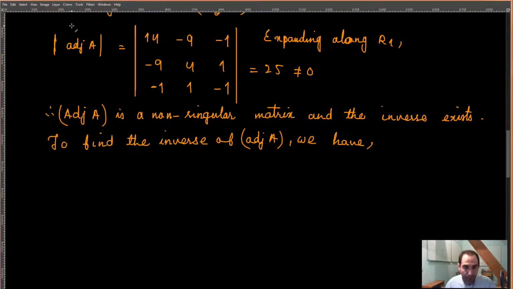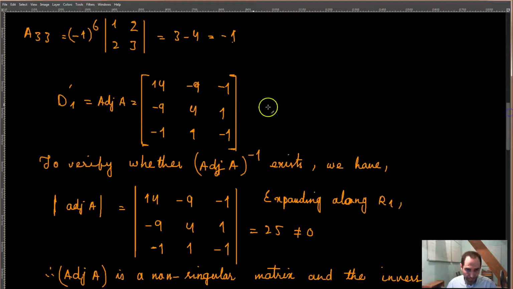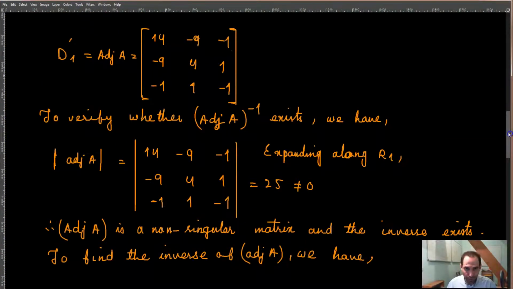Okay, so the next step is to find the inverse of the matrix adjoint A, which is this matrix here. We need to find the cofactors of each of these elements.